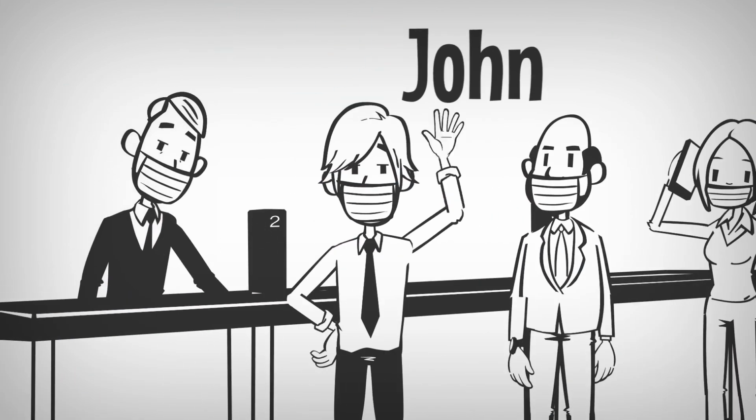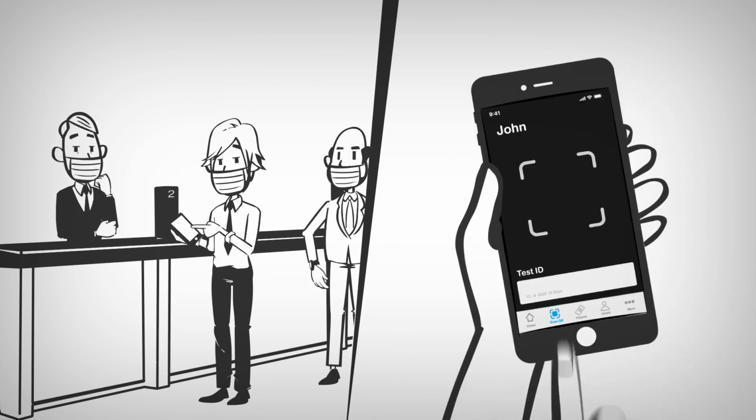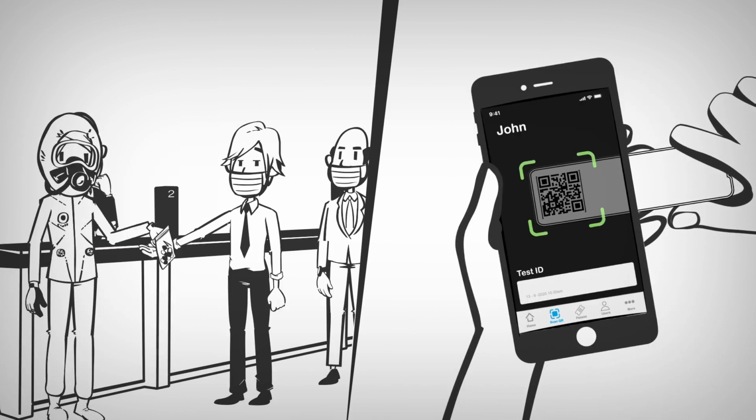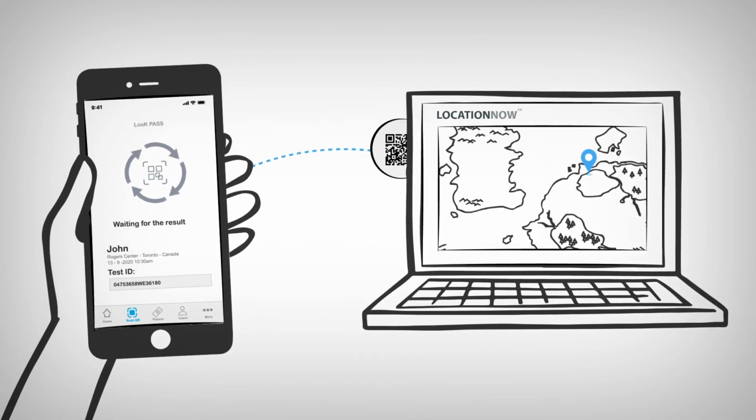This is John. John has already downloaded and registered for the LooK Pass App. He scans the LooK Antigen Cassette given to him by Mary at reception. John's information is uploaded instantaneously to the Location Now AI Cloud.